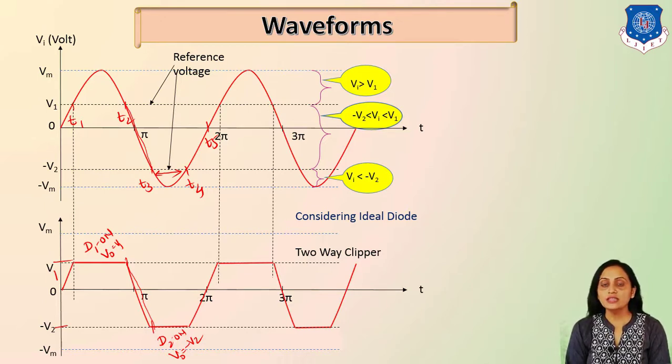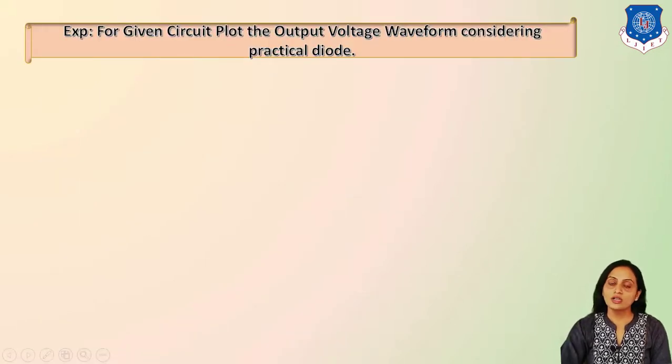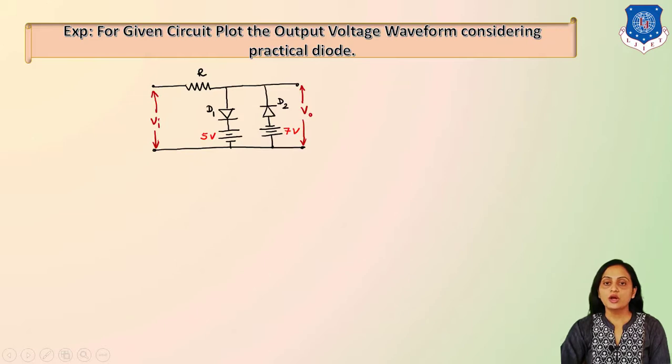If we change the values of the batteries V1 and V2, then we can clip the signal at different voltage levels. Now let us solve one numerical. For this given circuit, we need to plot the output voltage waveform. Here we need to consider the practical diode.